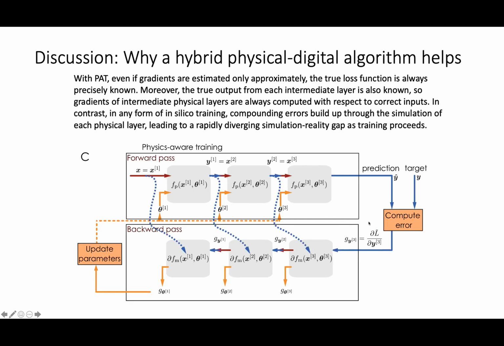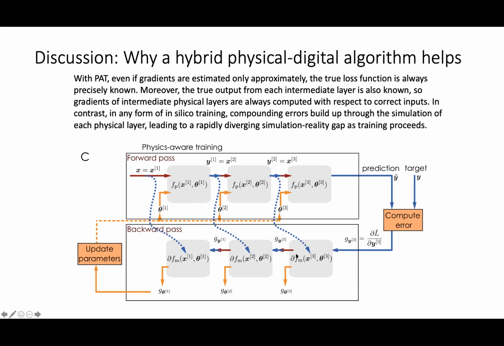That is, everything is performed in the model. Compounding error builds up through the simulation of each physical layer, leading to a rapidly diverging simulation-reality gap as the training proceeds. For example, here you replace FP with FM. Then for the output, you have, for example, 0.1 error. Sorry, this is 1%, this is 10%, and later it's going to be maybe 100%.